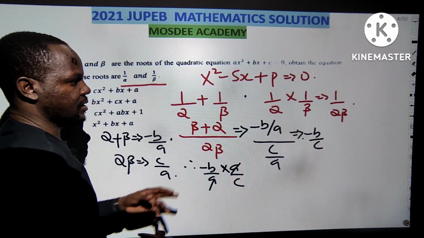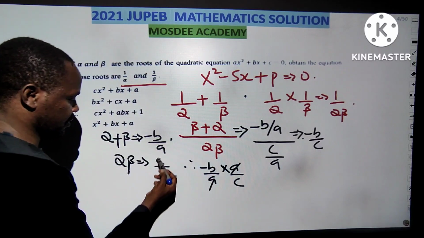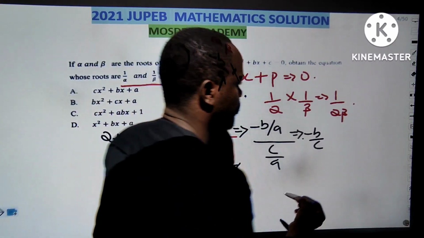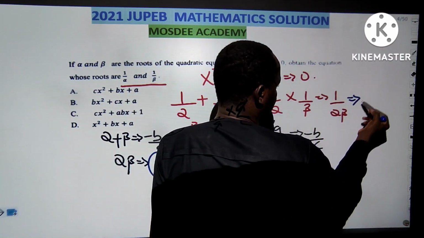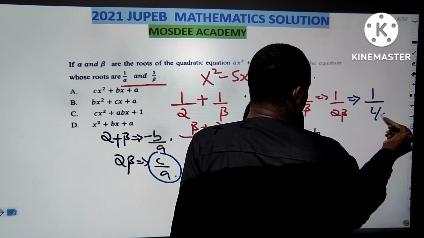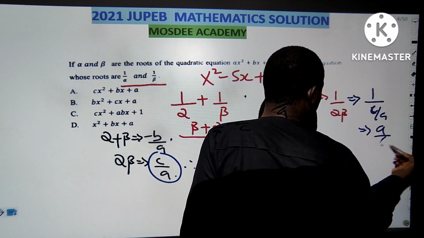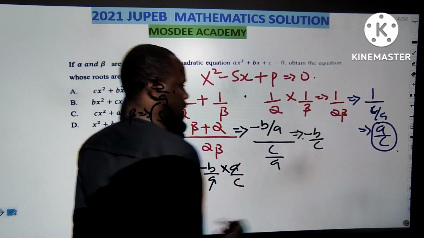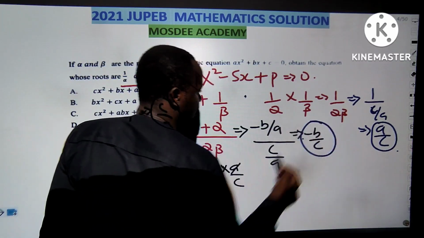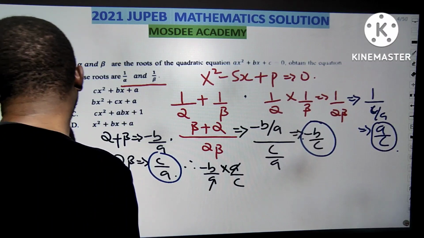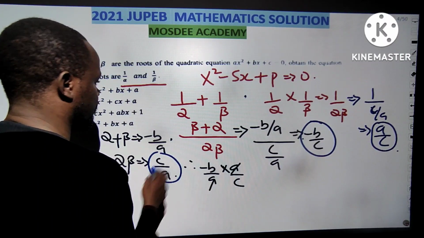So that's that. Then 1 over alpha beta, we never finish. Alpha beta is c over a. Doing that, I'm going to have 1 over c by a. So give this a flip over to be a by c. So note this and note that. So note the two answers. This is for the sum, and that is for the product. So simplifying this stuff, we are going to have this.